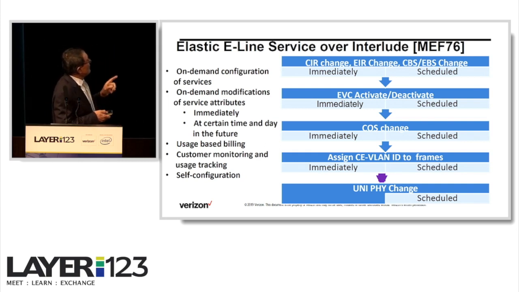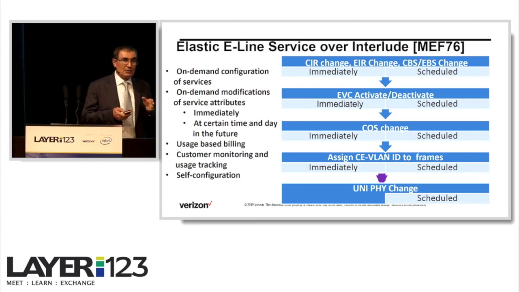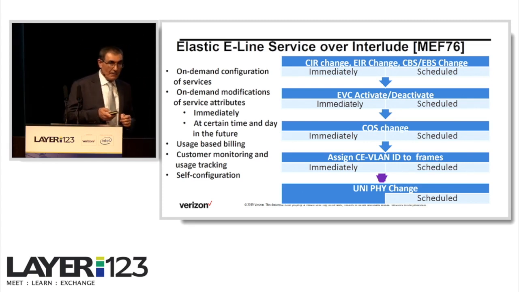In MEF76, we said, okay, maybe the customer would like to modify the rate. Rate is like committed information rate or access information rate, or maybe they want to change the quality of service, and maybe they want to change the UNI modifications, and maybe deactivate the EVCs, and maybe change the VLAN addresses and things like that. The way we do it, you can do it two ways. One is you want the changes to be done immediately. The other one, you want the change to be done sometime in the future on a schedule.